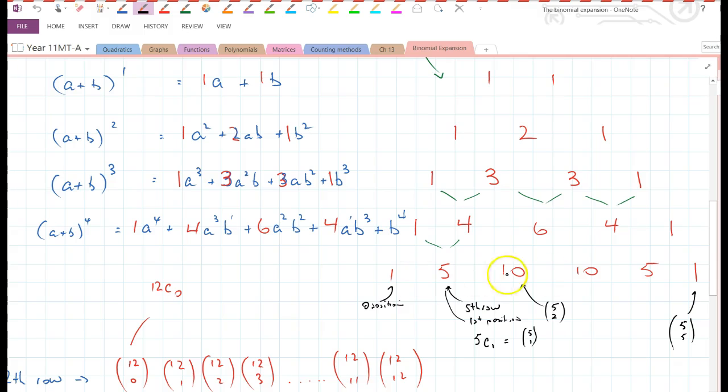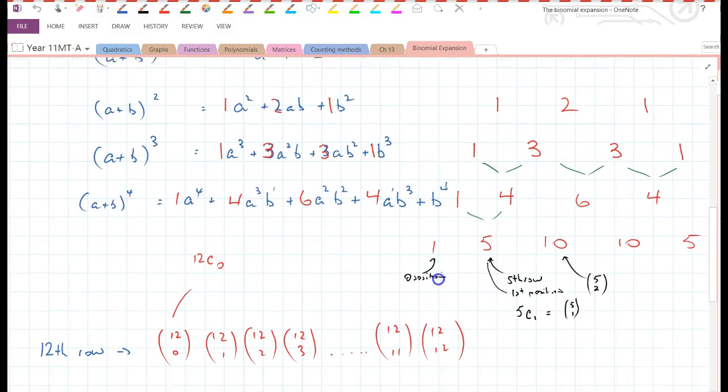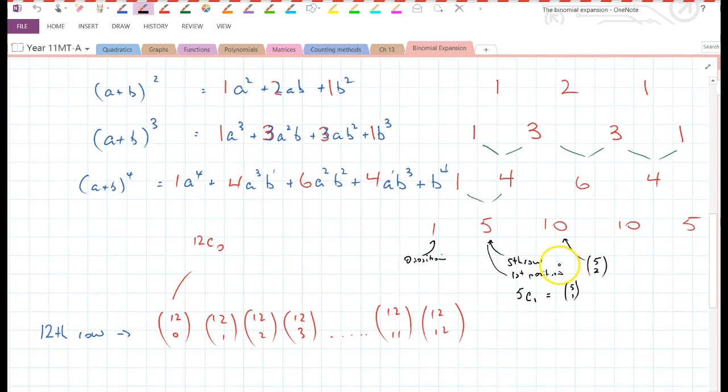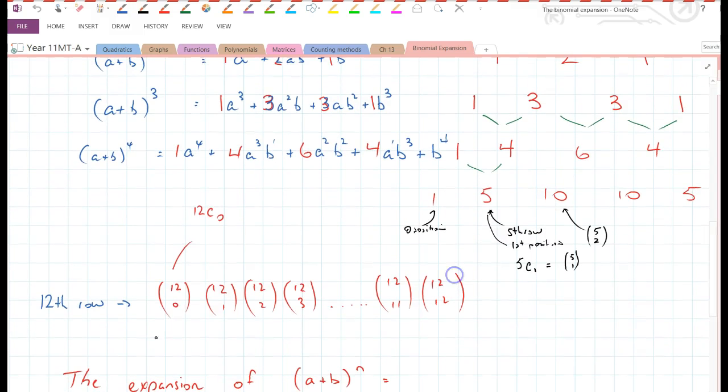Okay, so this now enables us to find out the values of these coefficients along any row. So if we go to the 12th row, rather than writing it all out, these are the values along our 12th row: 12C0, 12C1, 12C2, 12C3. So we could write out the 12th row of Pascal's triangle. We know that 12C0 is 1. We know that 12C1 is 12.